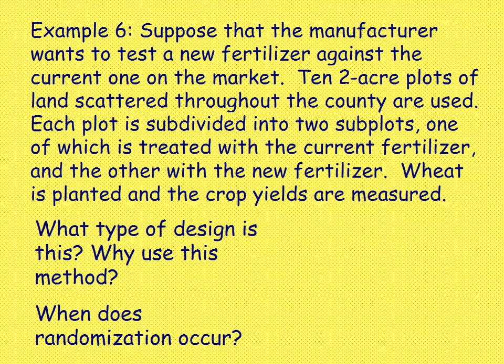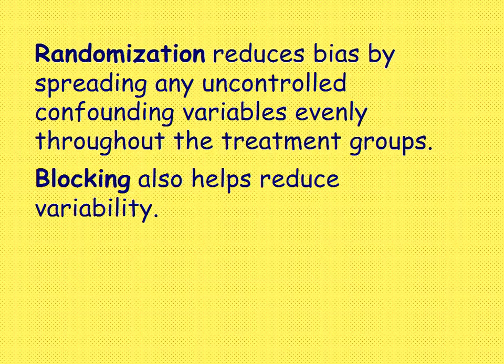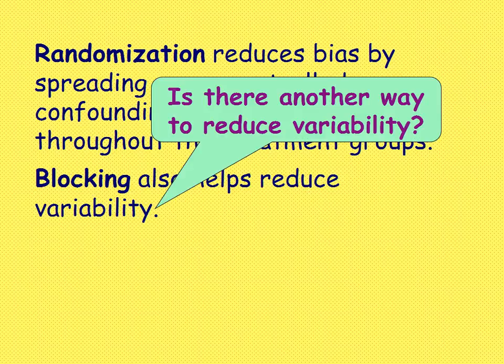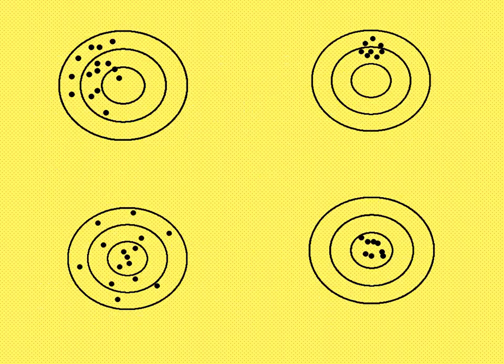What we're going to do is just jump through this quick. Randomization helps us reduce bias. Blocking helps reduce variability. Is there another way to reduce variability? Sample size. Larger samples, less variable overall. And this just kind of shows you what can happen in different experiments.